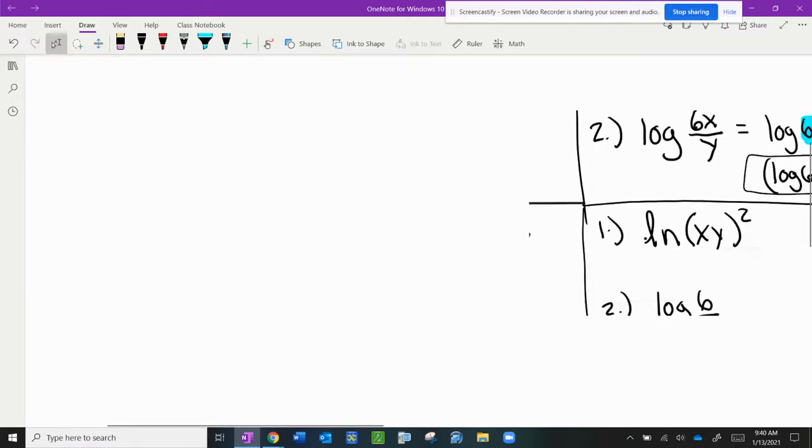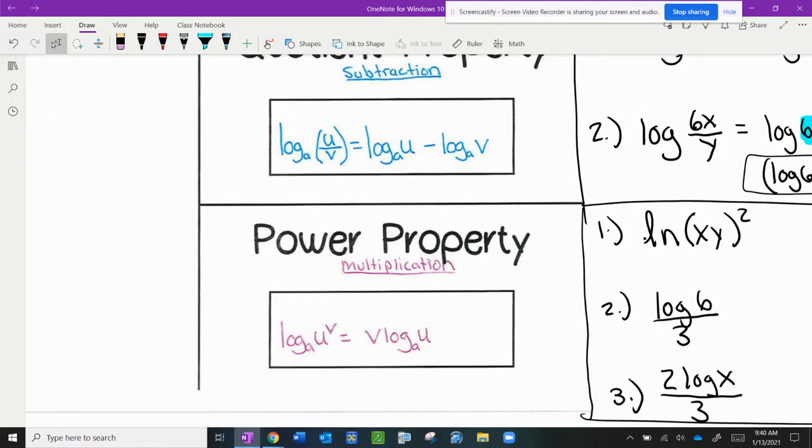Okay, the next one is the power property, probably the most important one when it comes to solving, which says if I have a log of some base and the input is an exponential, doesn't matter what the base of the exponential is. So it's not that property where the bases are the same of the log and the exponential. I can bring the power down in front of the log and multiply it to that log.